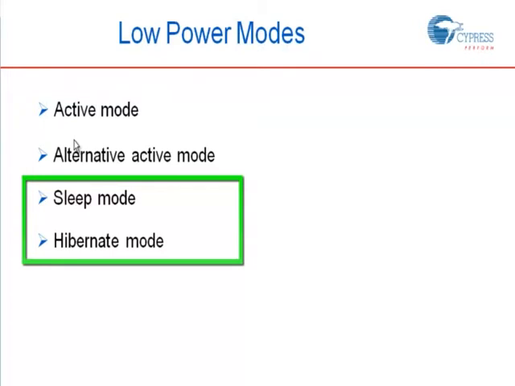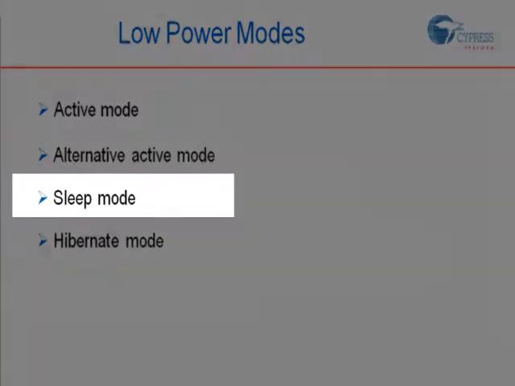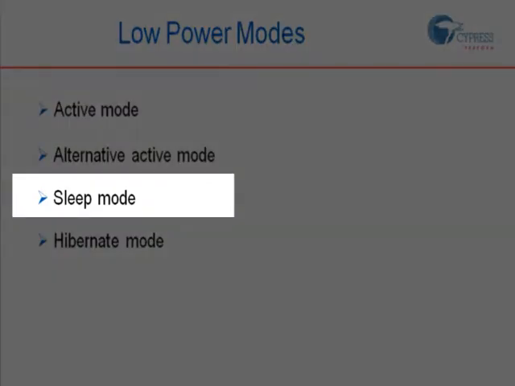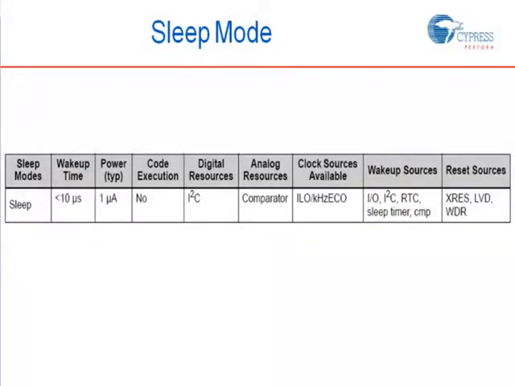Sleep and hibernate modes are used when processing is not necessary for an extended time. All subsystems are automatically disabled in these two modes. In this video, we will focus on the sleep mode. Sleep mode powers down the CPU and other internal circuitry to reduce power consumption.